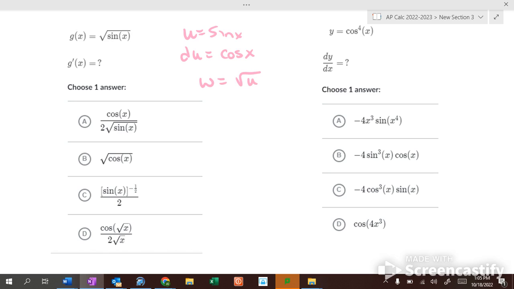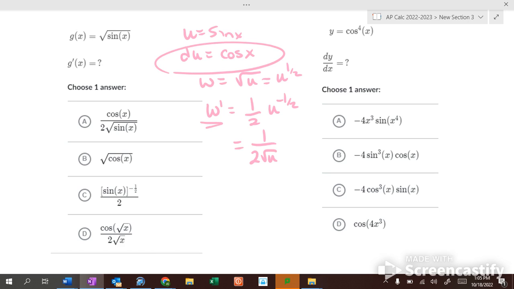Well, it's the square root of u, which is also known as u to the 1/2 power. So what's the first derivative of w? 1/2 u to the negative 1/2, also known as 1 over 2 square root of u, correct? So you take these two times each other. So it's 1 over 2 square root of sine of x times the cosine of x. Which one is that? Well, that is choice A. Chain rule.